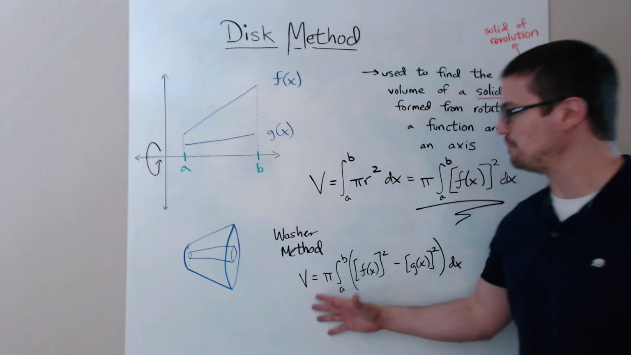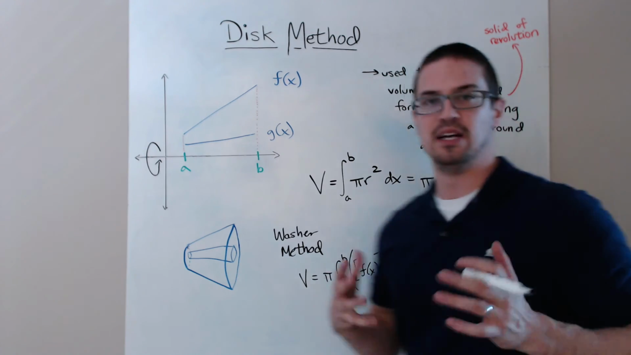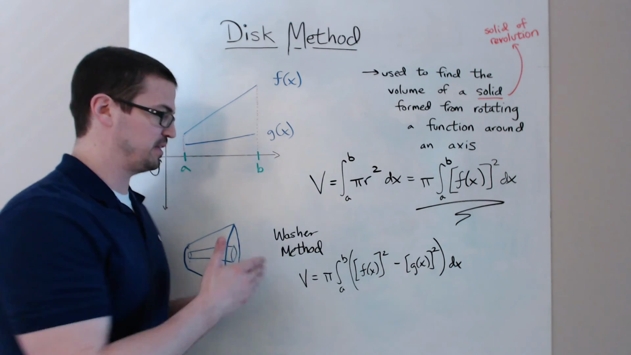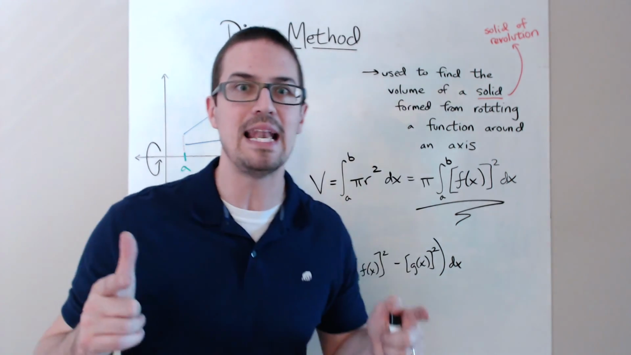So basically it's the same thing as the disk method, you're just subtracting off another part of the volume to make up for that empty space that we took out from this shape. So that's the disk method and washer method. If you have any questions about anything in this video, let me know.